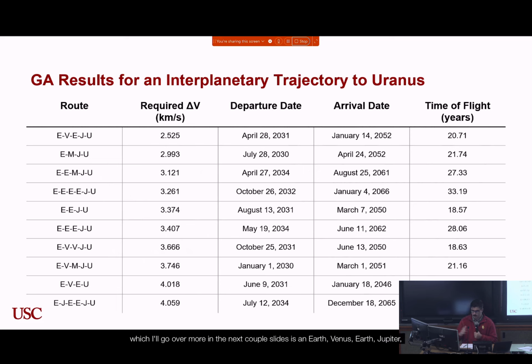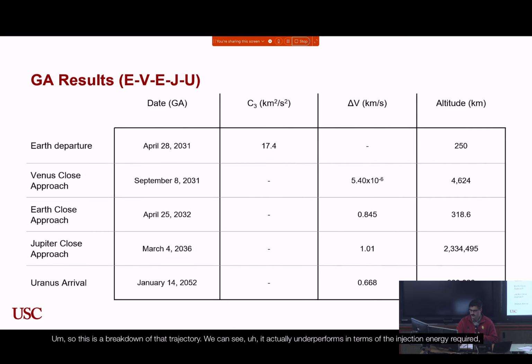Starting with the top one, which I'll go over more in the next couple slides, is an Earth, Venus, Earth, Jupiter, Uranus approach, requiring about 2.5 kilometers per second of delta V, leaving in the ideal window identified by the paper on April 28th of 2031, but arrival 21 years later in 2052. So this is a breakdown of that trajectory. We can see it actually underperforms in terms of the injection energy required or provided by the inertial upper stage.